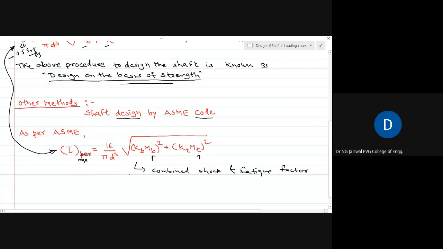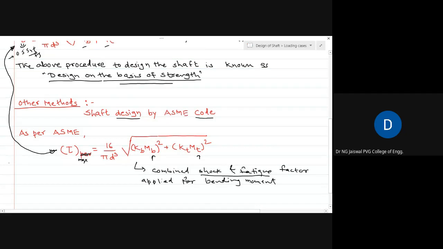Combined shock and fatigue factor applied for bending moment. This is called a combined shock and fatigue factor applied for bending moment. Now, you will ask the question: why is it required, what does it take into account? The answer is given in the definition itself. This is the combined shock and fatigue factor.